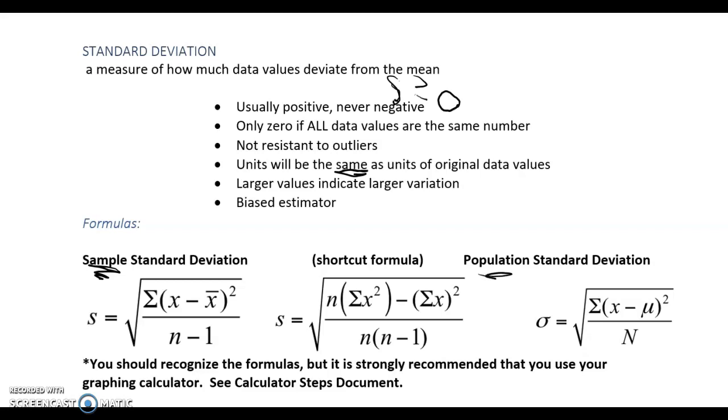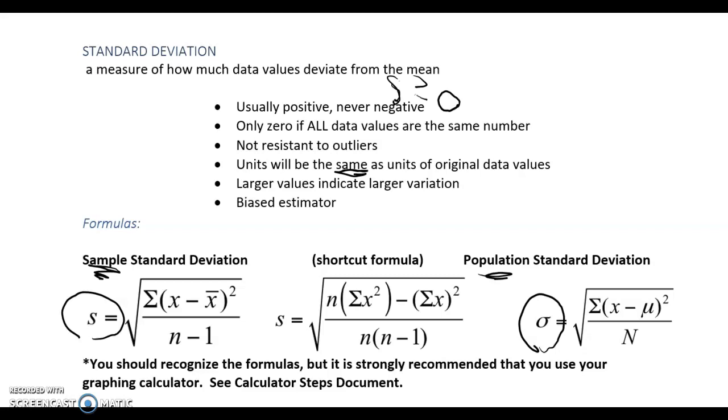And then there's a population standard deviation formula. Now, you might have to determine which one you will use. If you have a sample, you're going to use the one with the S. If you have a population, you're going to use the one with sigma. Notice the difference between the formulas.